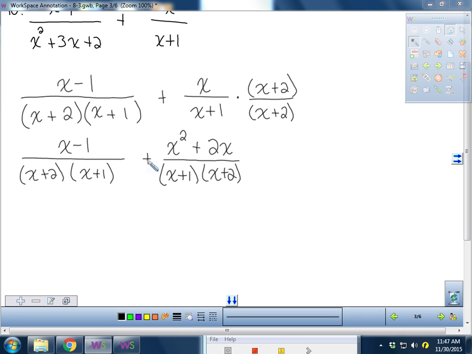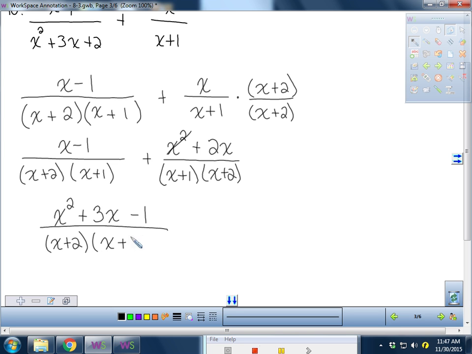Since I have adding here, I'll go ahead and do it in standard form. I have an x squared. I have a 1x and a 2x. That's going to give me 3x. And then I've got minus 1 all over x plus 2, x plus 1. I realize that these are in two different orders, but it really doesn't matter. 2 times 3 is the same thing as 3 times 2.